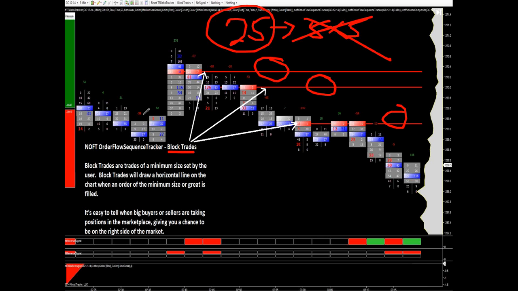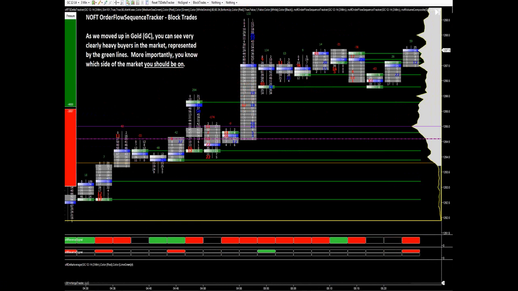So we pop up here on gold, and then immediately we get block trades, sell imbalance, sell imbalance, sell imbalance, block trade, sell imbalance, sell imbalances, and we head down. Make sense?